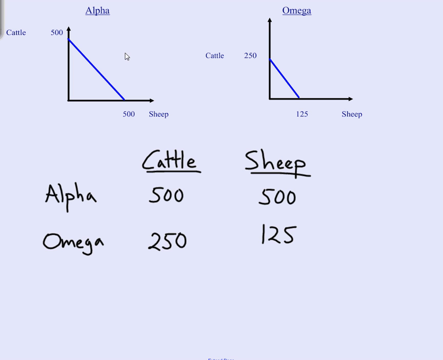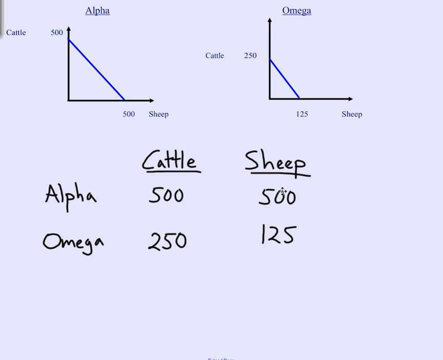Since these are production possibilities, it's, what is the maximum number of cattle or sheep that Alpha and Omega can produce? So given their resources, the maximum amount of output for Alpha is 500 cattle, or if they use all of their resources to make nothing but sheep, it would be 500 sheep. For Omega, it's 250 is the maximum output of cattle, or 125 the maximum output of sheep.